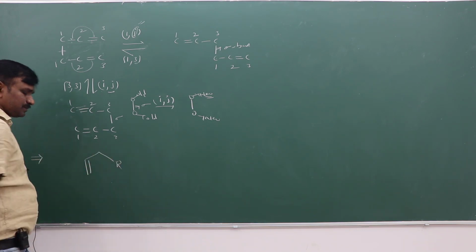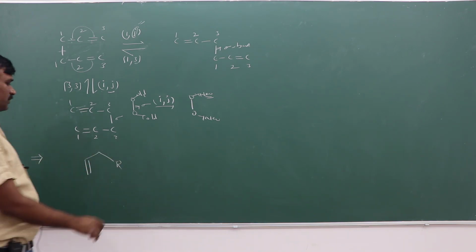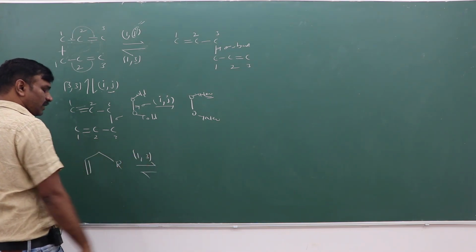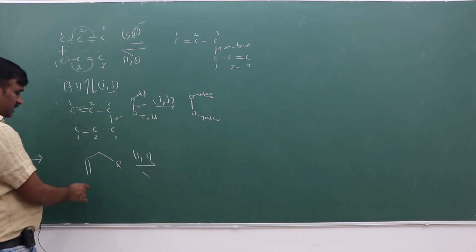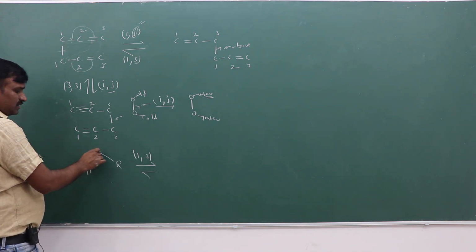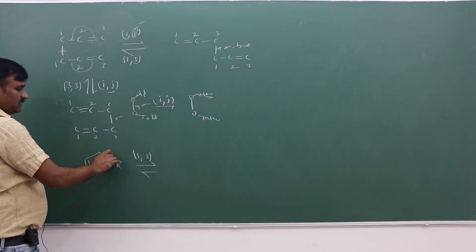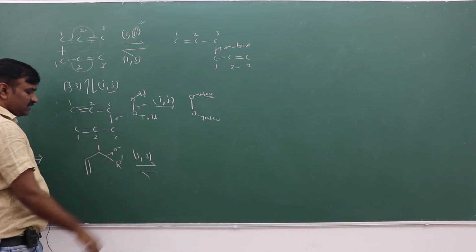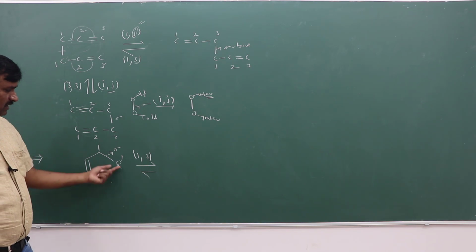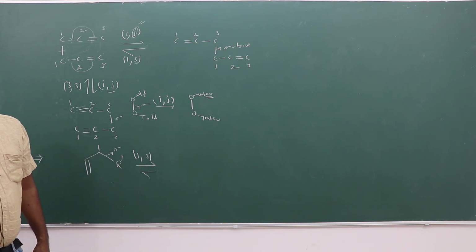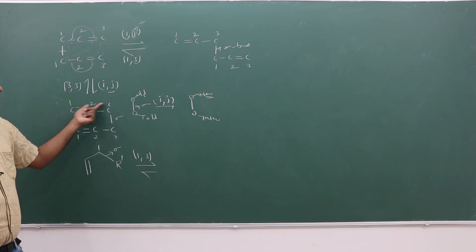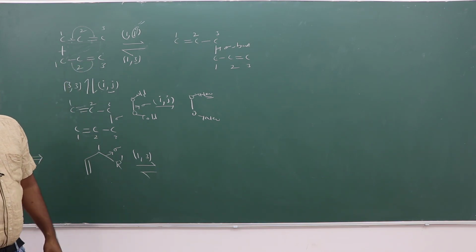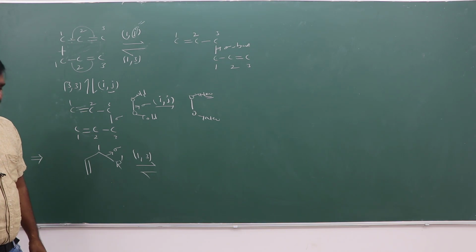Suppose R is any group. If a 1,3 shift takes place, how can you explain that 1,3 shift? With respect to the unsaturation, this is the alpha, saturated position, and the sigma bond is the migrating sigma bond. For both ends of the migrating sigma bond, you give the numbering 1, 1. R is any group; I have not mentioned a particular group. If extended conjugation is there, you may give the numbering 1, 1, 1, 2, 3 like that up to the end of the unsaturation.